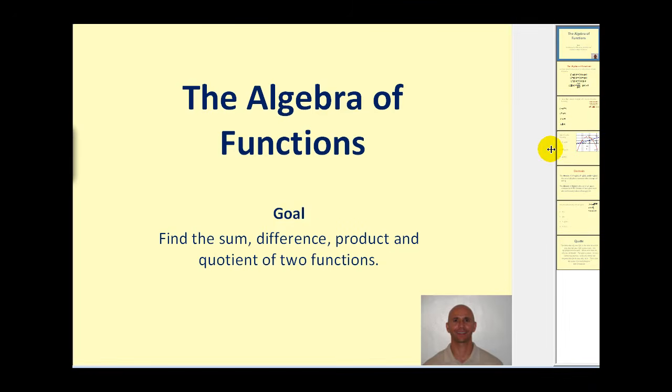Today we'll be talking about the algebra of functions. The goal is to find the sum, difference, product, and quotient of two functions.